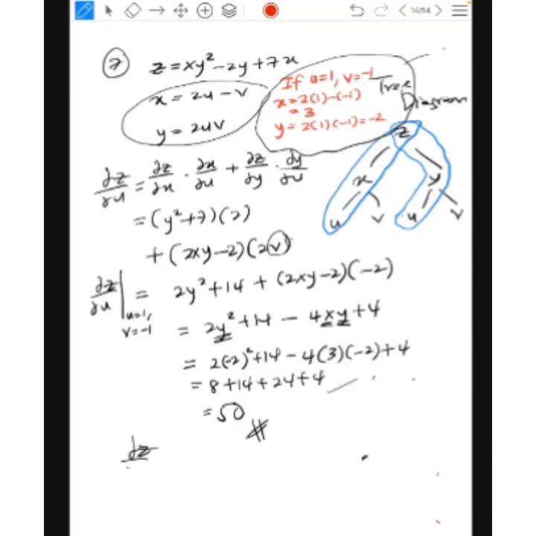And then ∂z/∂v, please try to find it by yourself, as well as question number 8. Question number 8 also has two variables, which are r and theta. Theta is also a variable. So basically that's it for 3.3, which is the chain rule.